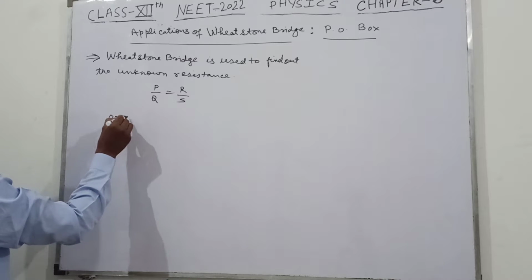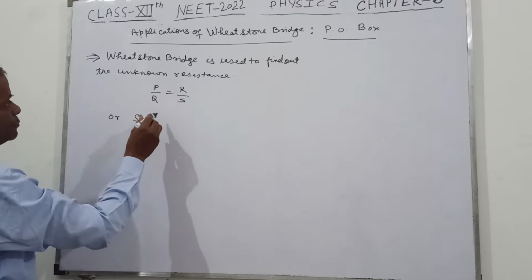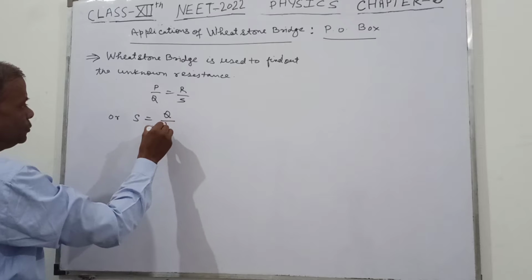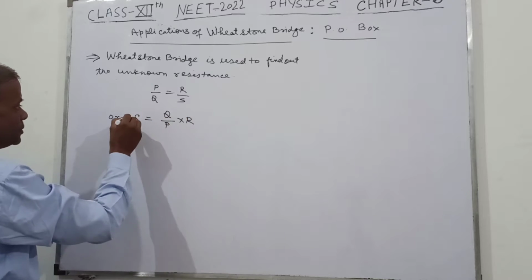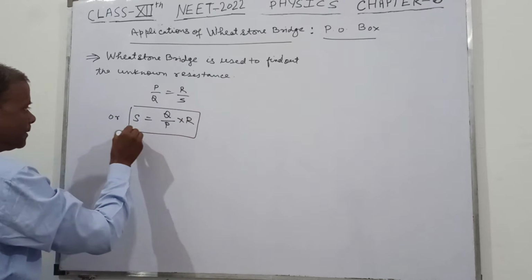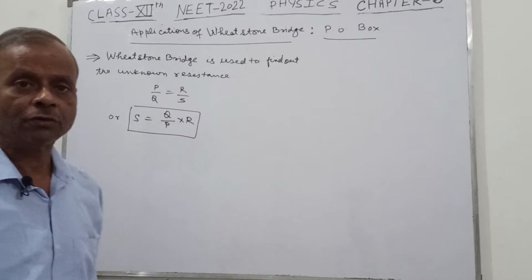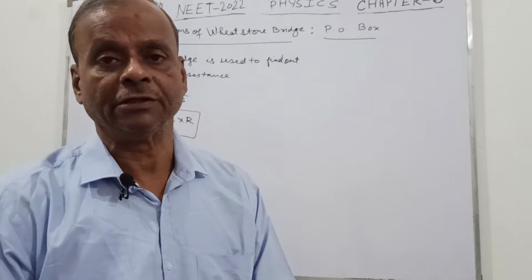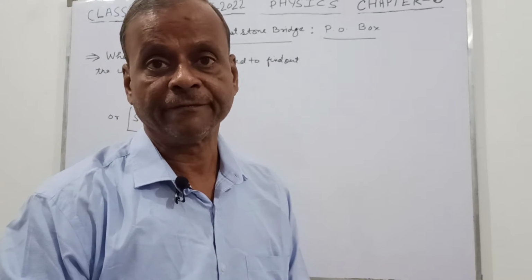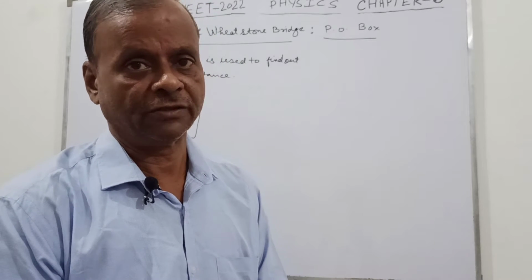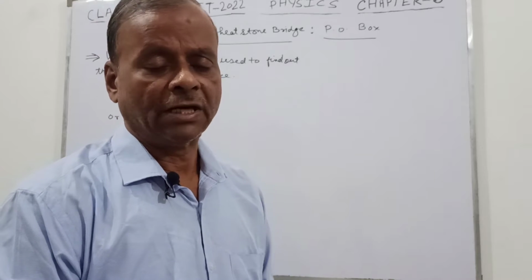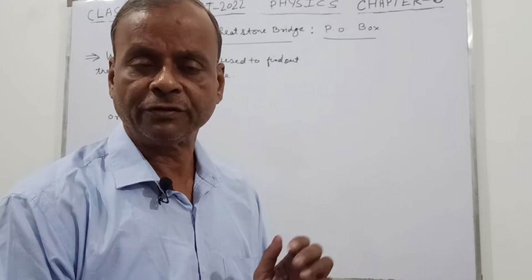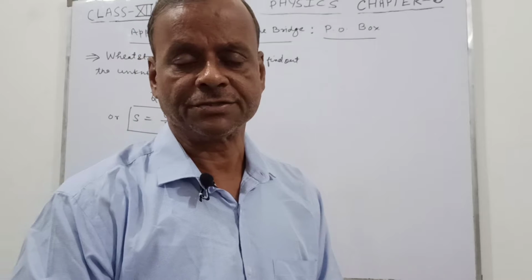Or S equal to Q upon P into R. This formula is used. Now here P, Q, R, S are the four resistors. If three of them are given, then you can calculate the value of the fourth resistance. So if any three are given, then you can find the remaining resistance.